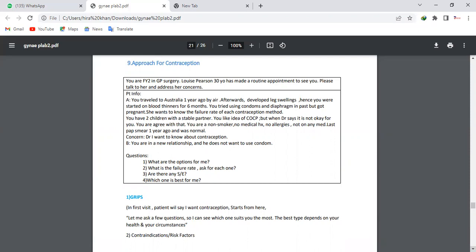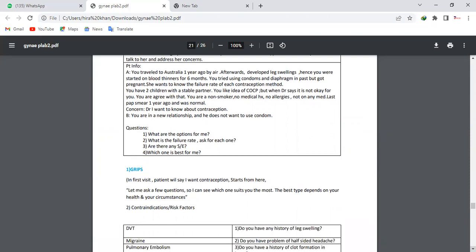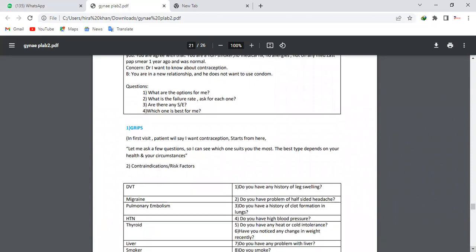And the questions are, what are the options for me? What is the failure rate? And ask for each one. Are there any side effects? Which one is better for me? So that is how the contraception scenario goes.